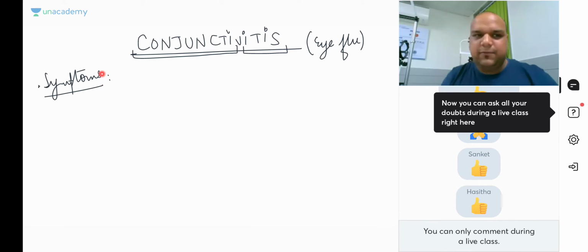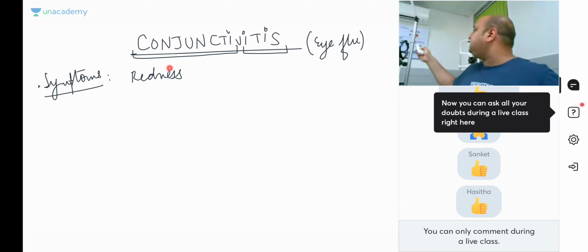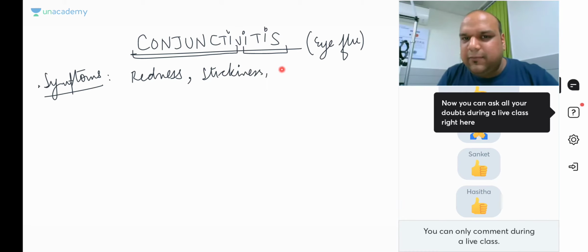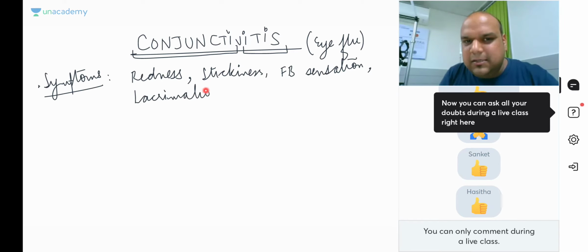So what will be the symptoms, everybody? The first important symptom will be redness. After redness, what will you get, everybody? You will get stickiness. Then you will get foreign body sensation. You will obviously have some watering, or I can say lacrimation.